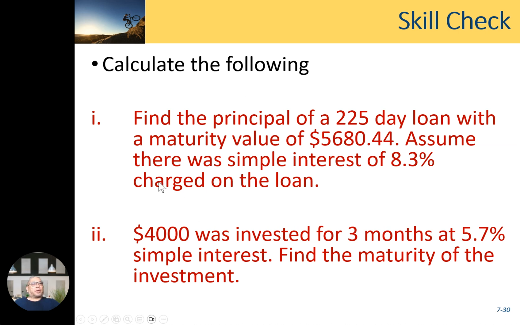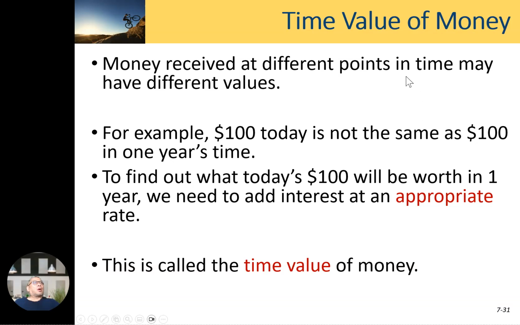The answer for this skill check will be, number 1 is 5403.95. Number 2 will be 4057. Okay, the third concept, which is time value of money.